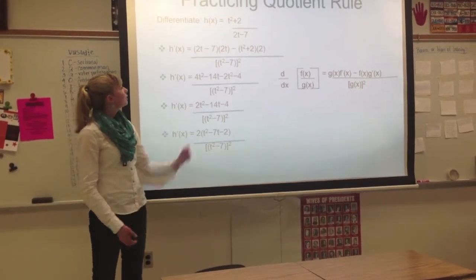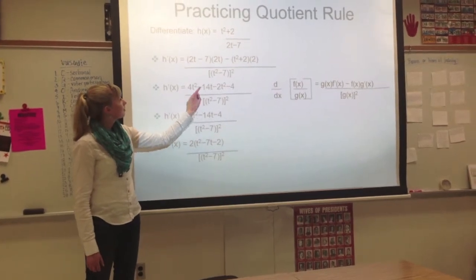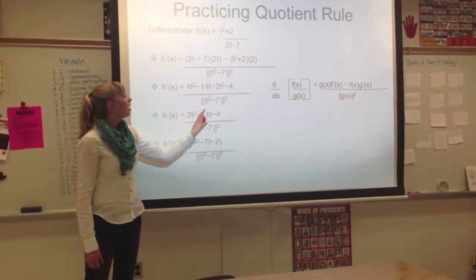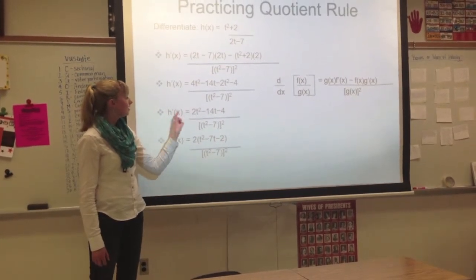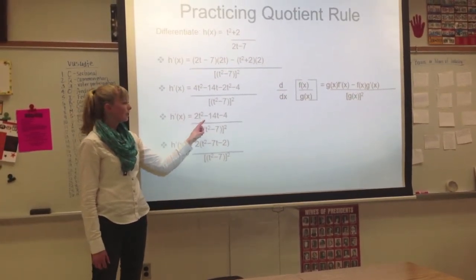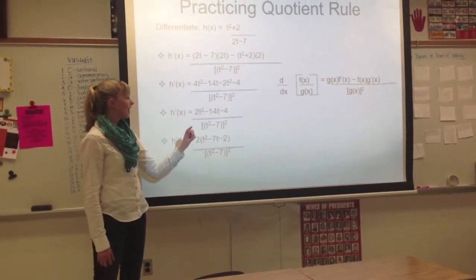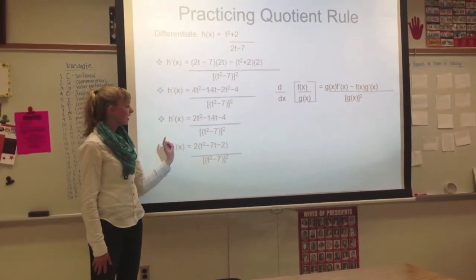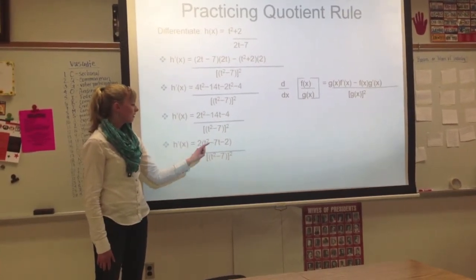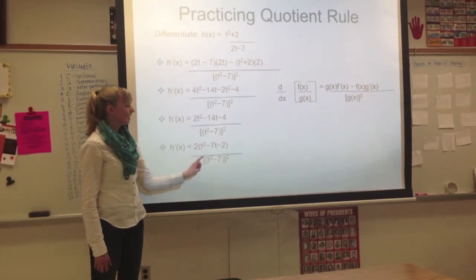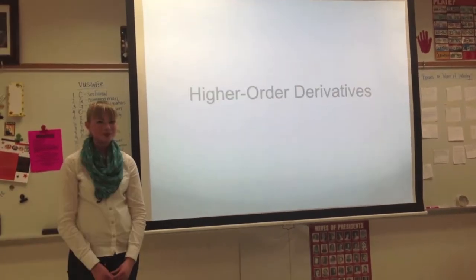And then you multiply everything out, and you get 4t squared minus 14t minus 2t squared minus 4, all over 2t minus 7 squared, and then you combine like terms, and you get 2t squared minus 14t minus 4, all over 2t minus 7 squared, and then you have to factor out a 2 in your numerator, and you get 2 times quantity t squared minus 7t minus 2, all over 2t minus 7 squared. And that is quotient rule.